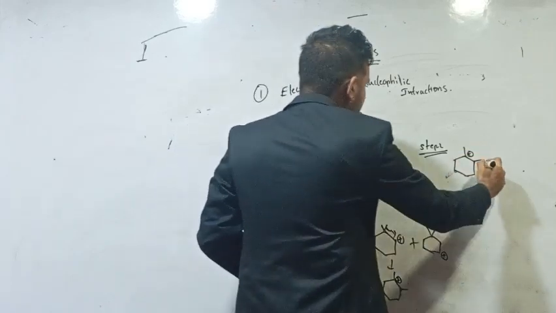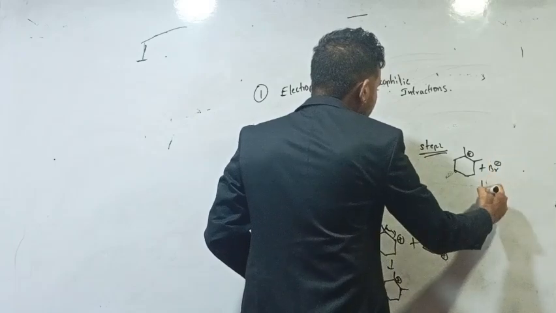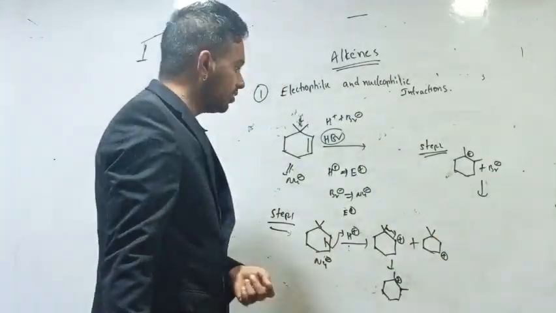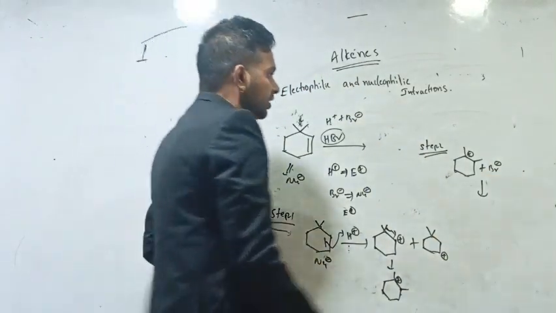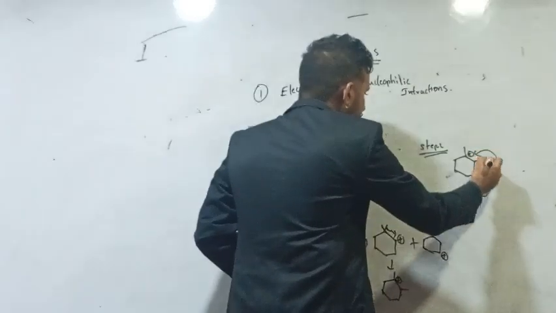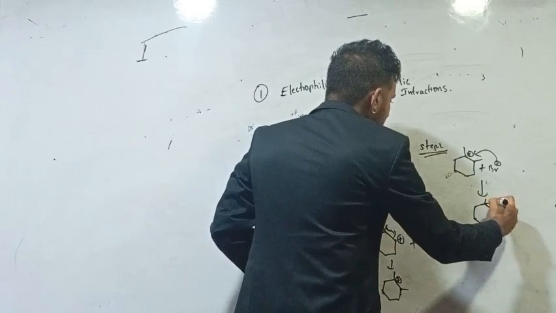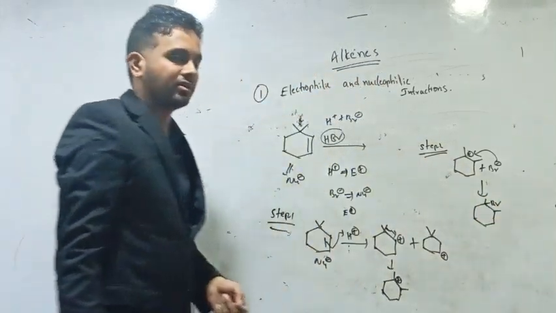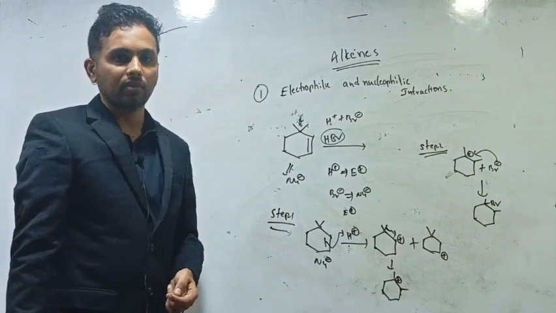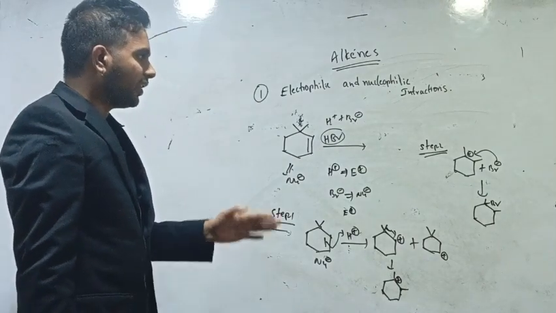So, this should interact with nucleophile. So, in given reaction, Br minus is the only nucleophile left out. Therefore, this Br minus interacts with carbocation, as a result, we are getting a cyclic alkyl halide. Okay. So, this is our final product.